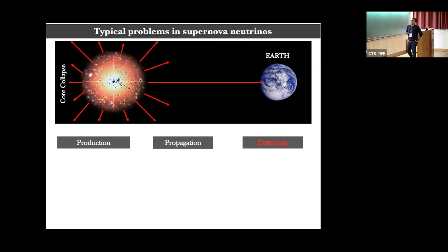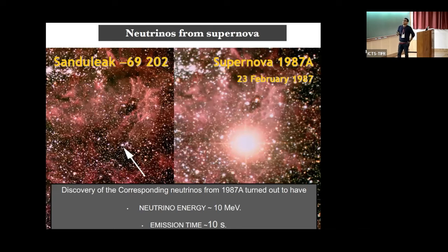Then comes the detection part. Of course, we can understand that for the detection, these neutrino oscillations and their signatures are going to be really important. Now, for the detection, we should mention that the last nearby supernova was 1987A. And as I already mentioned, most models of supernovae predict neutrino energies of the order of 10 MeV, and the emission time of the order of 10 seconds.